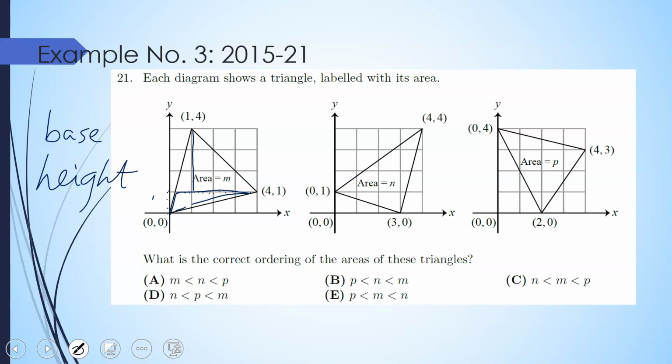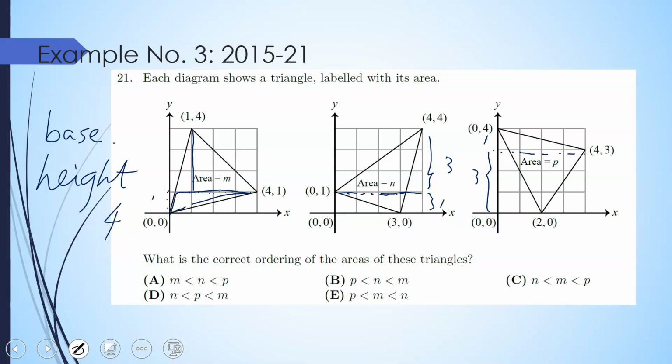For the second triangle N, we also use this line. So above this, you have a height of 3. Below that, you have a height of 1. Same here. We use this line. Above it, you have height of 1. Below it, you have height of 3. So all of them have the same height, 4.